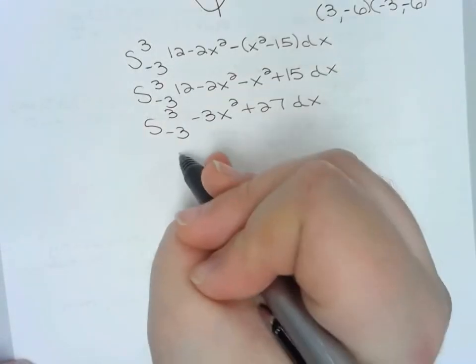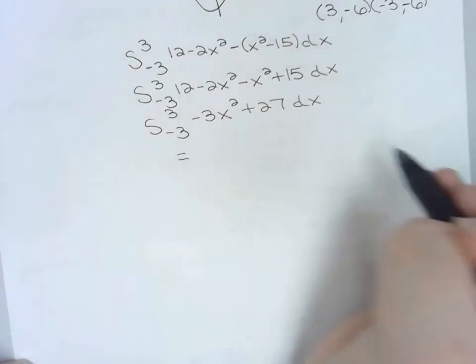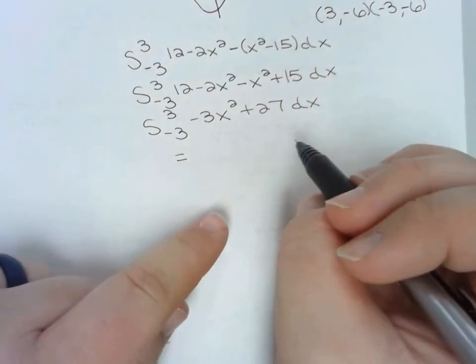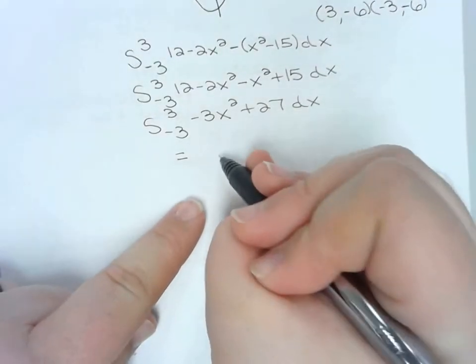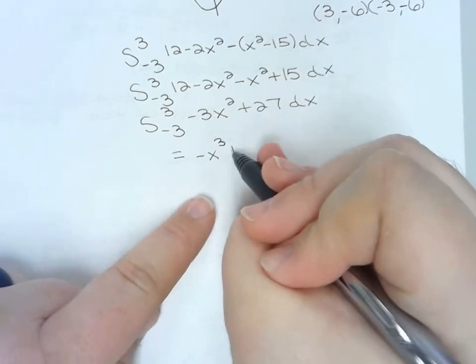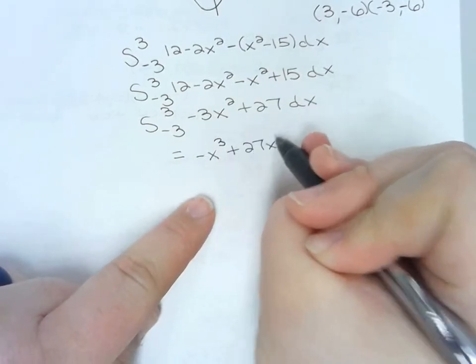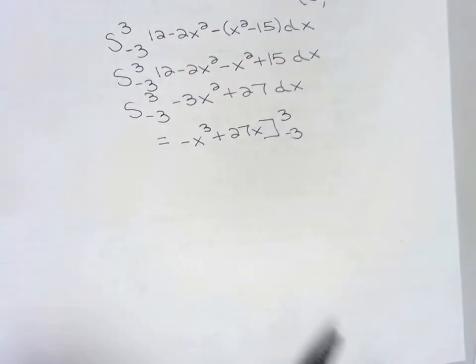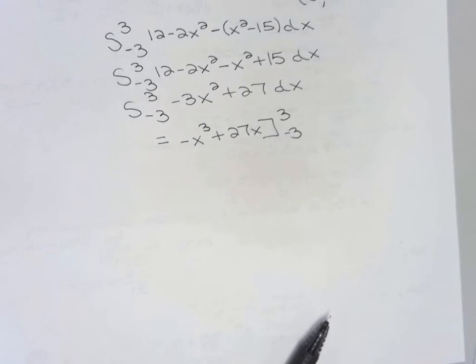Let's integrate this. The integral of negative 3x squared plus 27 is negative x to the third plus 27x. Like I said, usually the ones with areas between two curves give you decently nice polynomials.